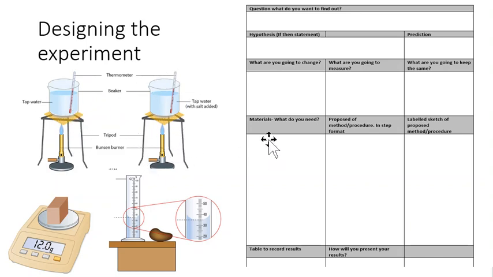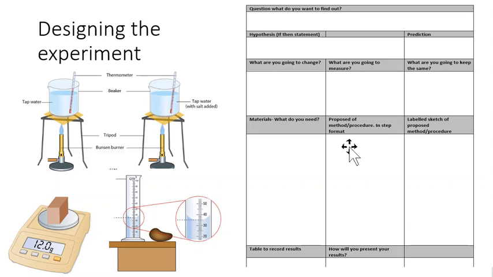Then you're going to draw a labeled diagram, if you like, of the equipment that you're going to need to use. So for example, it's pretty much what we have here. So the method: your proposed method and the procedure in step format. So you have a rough idea of what you're going to do, but you need to break that down into a step-by-step procedure. So step 1, step 2, step 3, step 4, step 5, step 6.